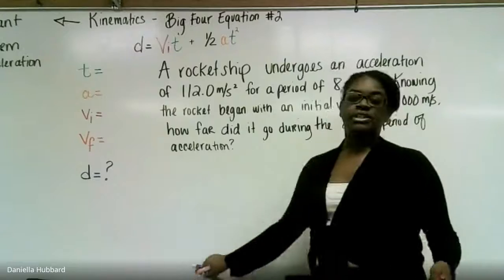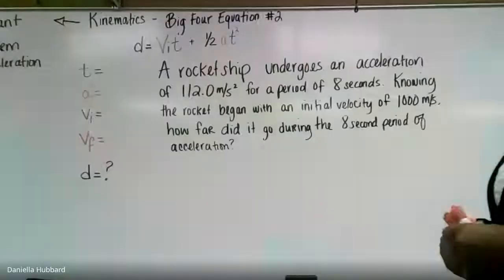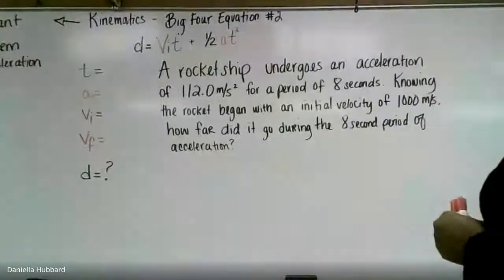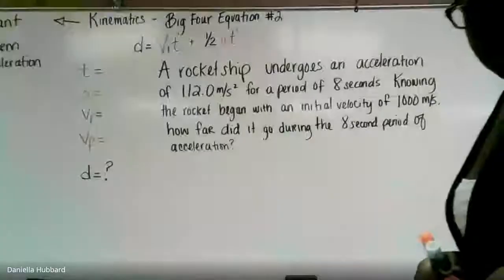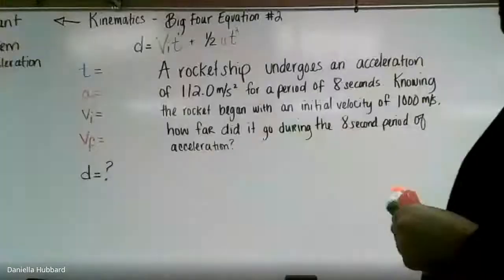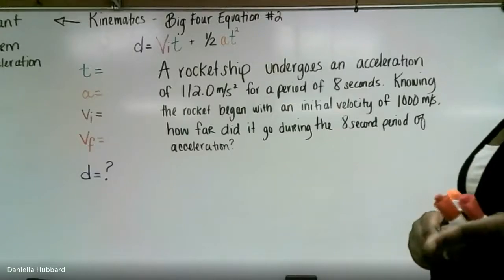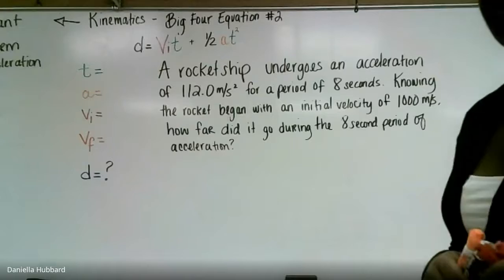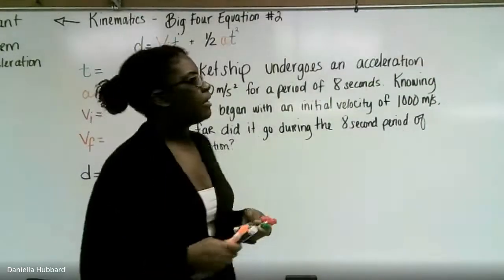We have a rocket ship that undergoes an acceleration of 112 meters per second for a period of 8 seconds. Knowing the rocket began with an initial velocity of 1,000 meters per second, how far did it go during the 8-second period of acceleration? So once again, let's take a look at our question.